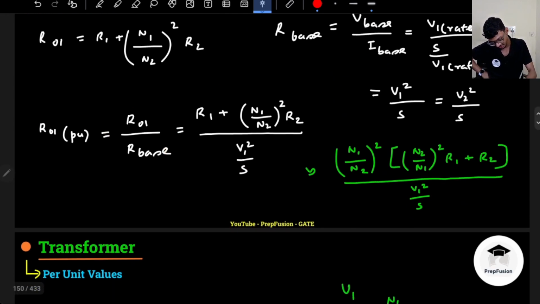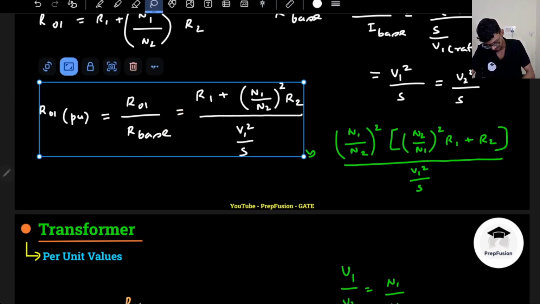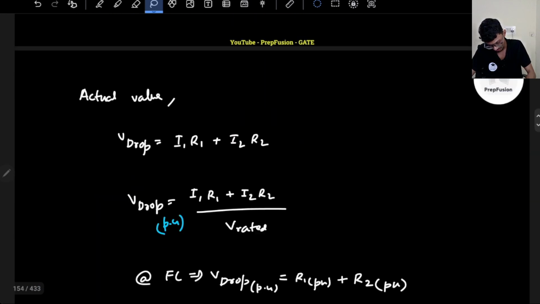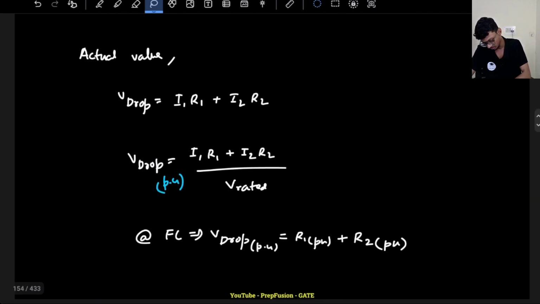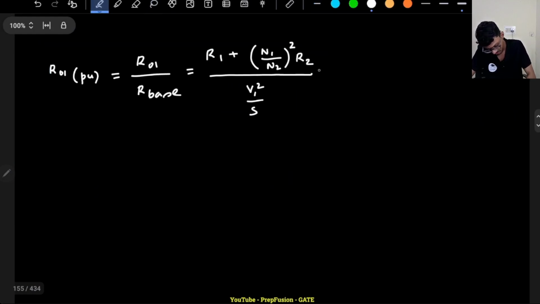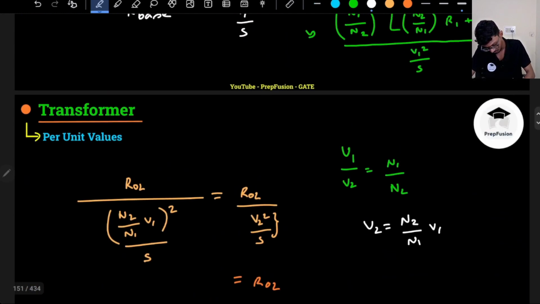So this I can further rewrite. Let me discuss this as well. I have not discussed that. I have told you that R1 PU and R2 PU are same, but I have not discussed about R1. What is R1 PU equals to? I can rewrite R1 divided by V1 square divided by S. What is V1 square divided by S? This is actually Z base. Sorry, this is not R base. This should have been Z base.